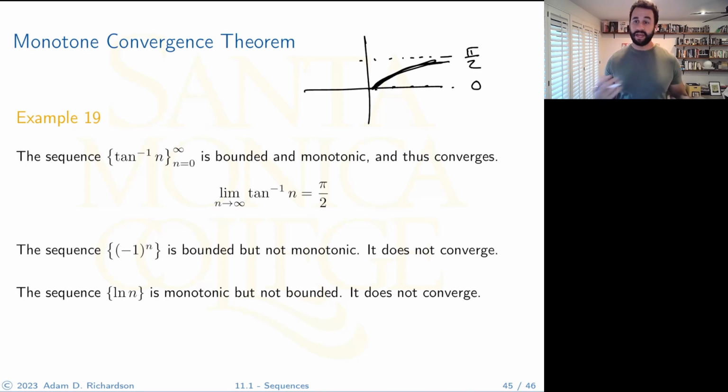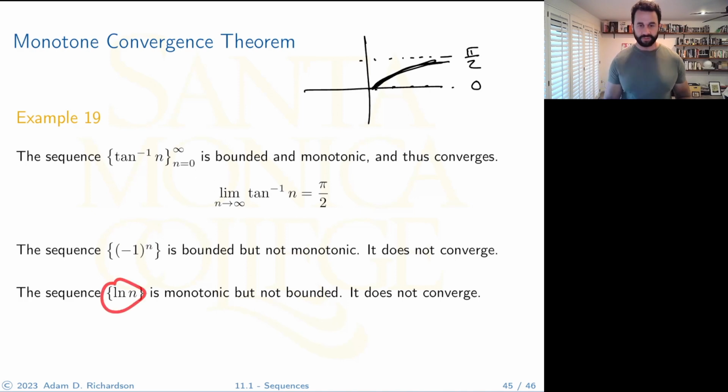All right, now let's look at a counterexample. Consider the sequence (-1)^n. We saw that one earlier. That one goes -1, 1, -1, 1, -1, 1. It is definitely bounded, but it's not monotonic. And in this case, it doesn't converge. So if you want guaranteed convergence here, you do need both of those results to cite the theorem. You need monotonicity and boundedness.